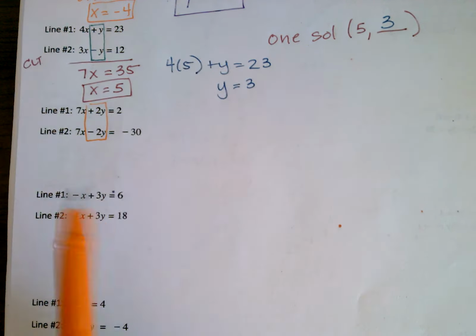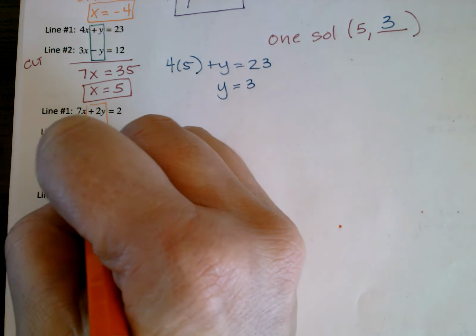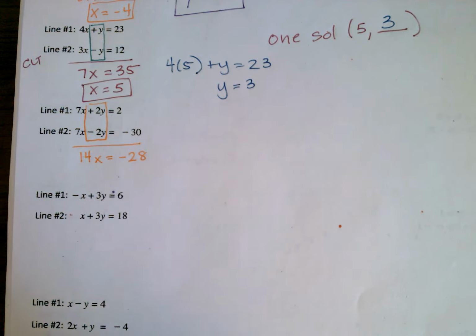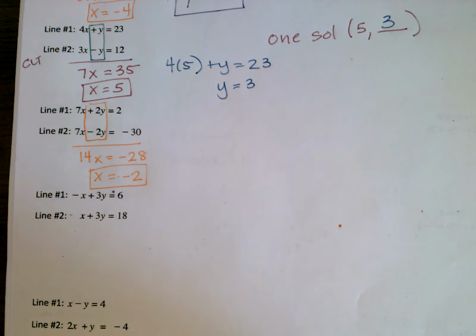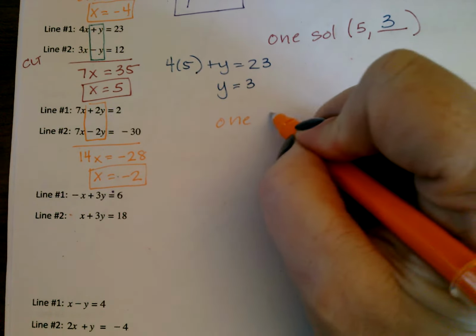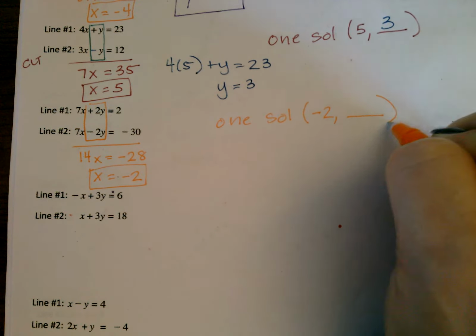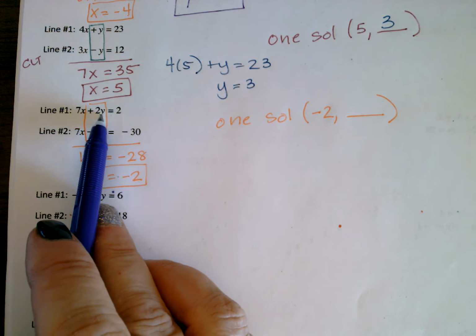When I look here, I see I have opposites, positive 2y, negative 2y. Again, I will combine my like terms. I get 14x equals negative 28. Therefore, x is negative 2. So I have one solution where x is negative 2, so I like to write that down.